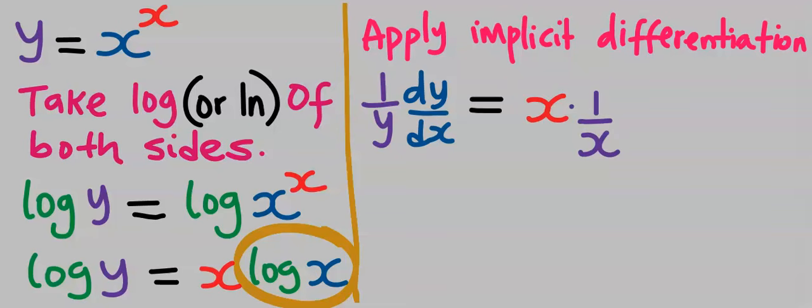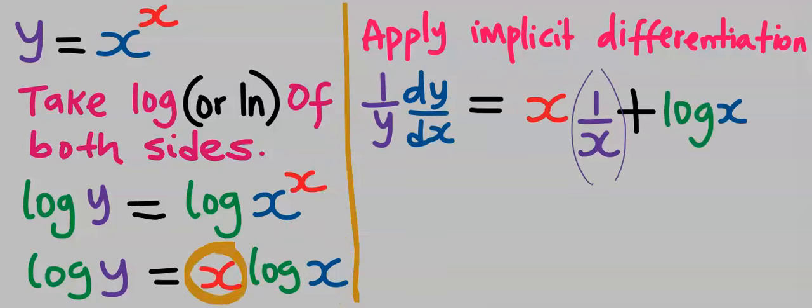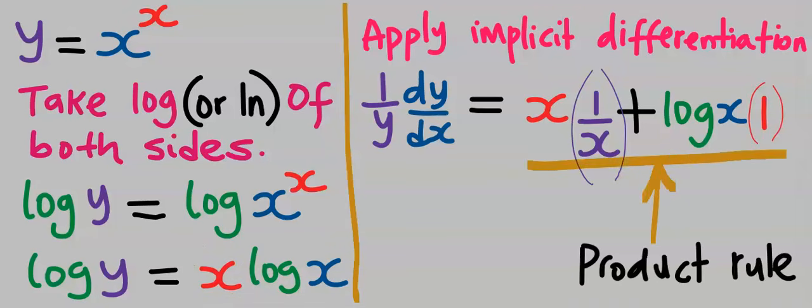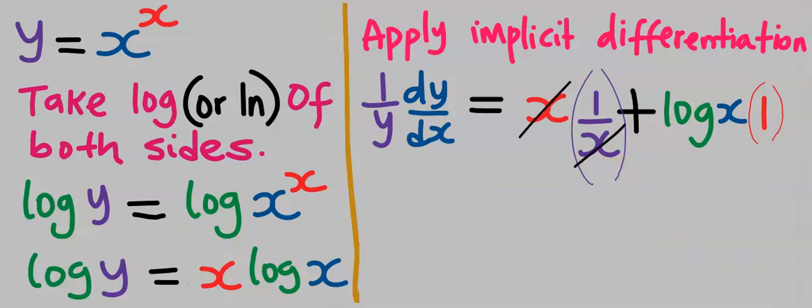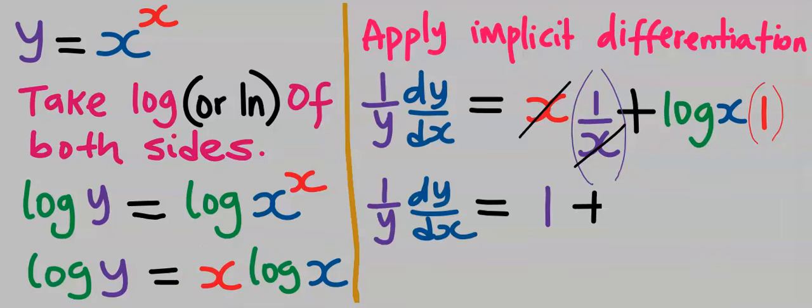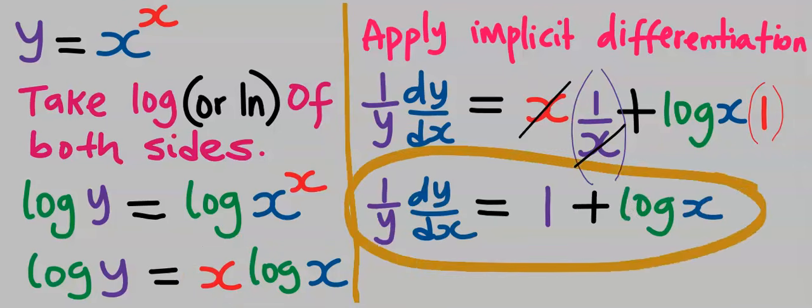According to product rule, I'm going to initiate a plus. Next, I'm going to keep the natural log of x constant. Next, differentiate x, and you're going to get 1. You can see on the right hand side, we just applied product rule to this. Next, this x will take away this x. Now we are left with this.